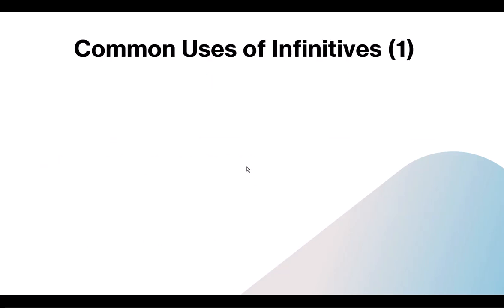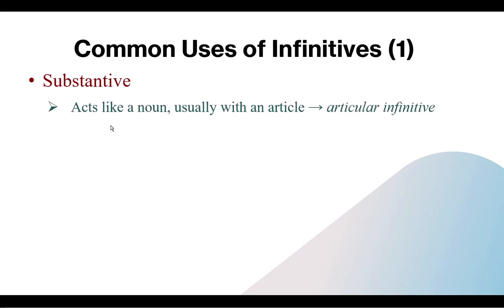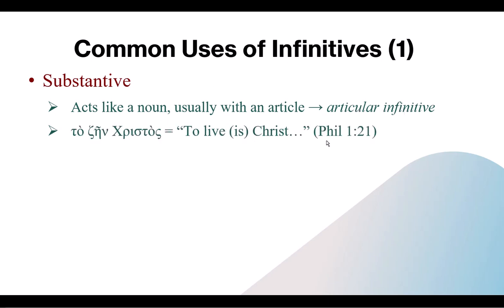Let's look at some common uses of infinitives. So one is just a simple substantive, like a noun. When it acts like a noun, often it has an article. We call this an articular infinitive. An example is from Philippians 1:21. To zein Christos. To live is Christ.